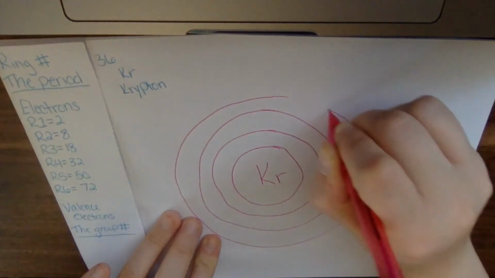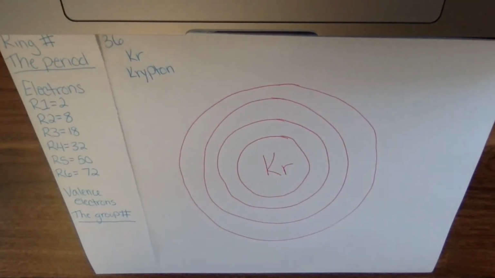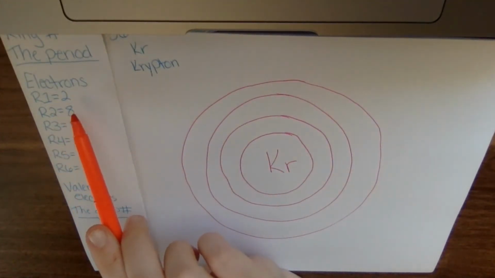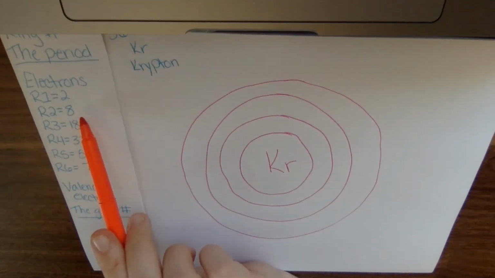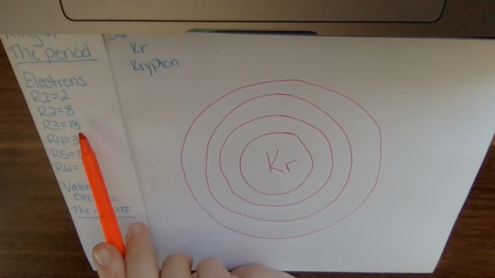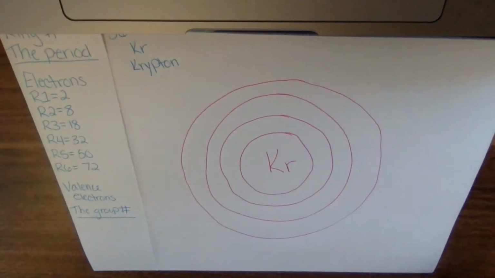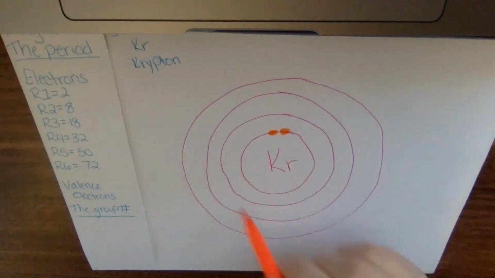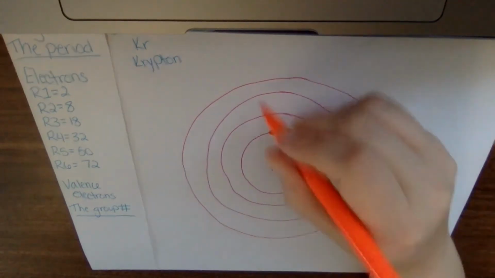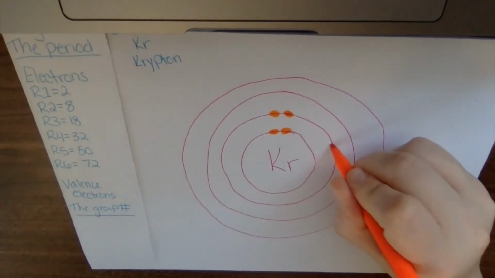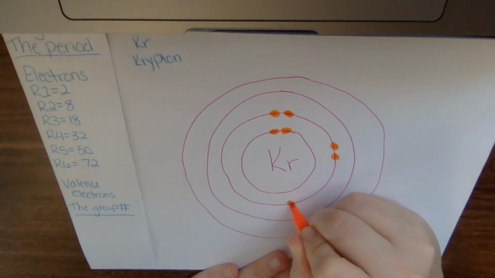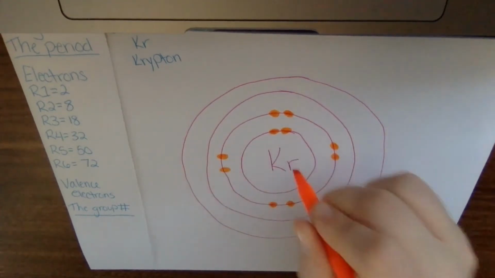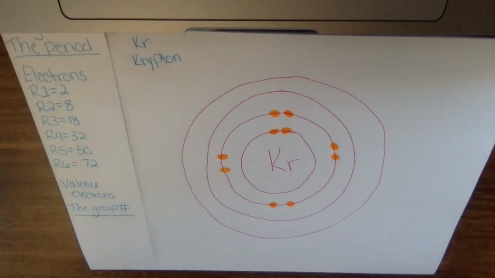Krypton has 36 electrons in it, so I'm just going to start filling in. Remember, ring 1 can hold 2, ring 2 can hold 8, ring 3 can hold 18, and ring 4 can hold 32. I'm going to start with ring 1. So I have 1, 2. That's done. Move on to the next ring. I have 1, 2, 3, 4, 5, 6, 7, 8, 9, 10. So I have 2 and then 8, so that's completely full.